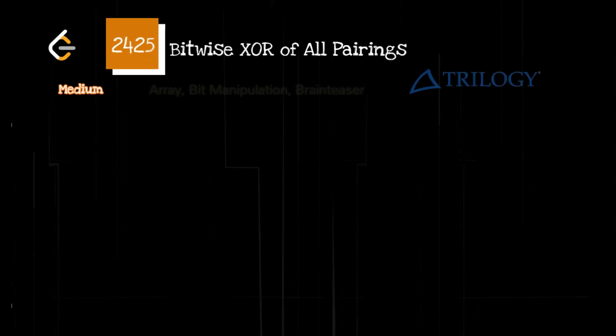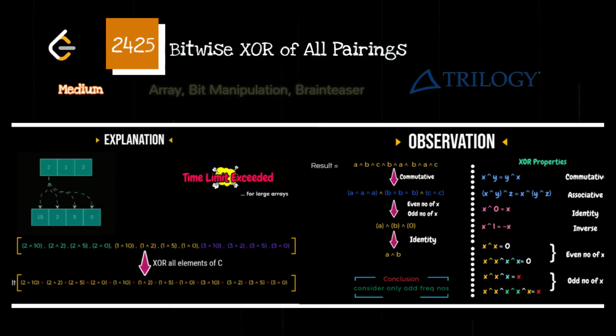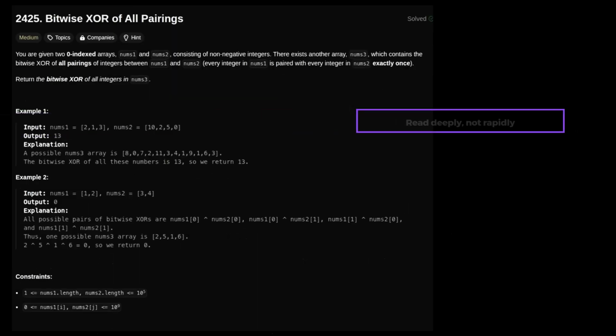Let's solve Leetcode problem 2425 Bitwise XOR of all pairings. Read the problem statement at your own pace and let me explain the same with the help of an example.